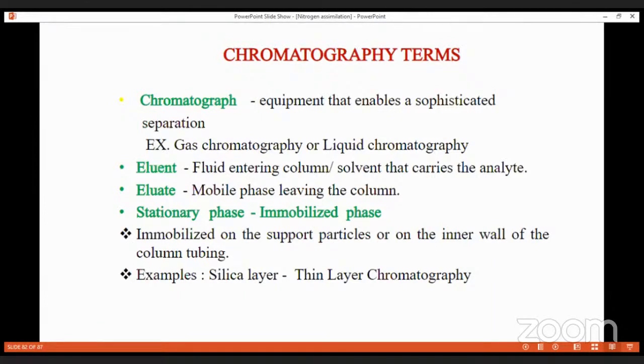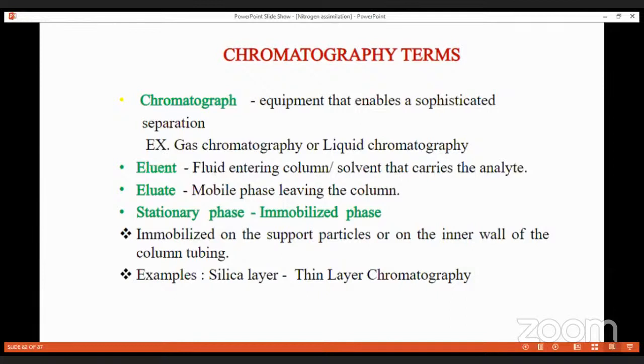So for example, it is used in gas chromatography, which we usually call the GC or LC. You have heard the terms LC-MS, GC. All these terms come from chromatography. The other term is eluent. The eluent is the fluid which is entering, as in the example in this wet experiment, where we are using the plant extract. That fluid which is entering through the column, or the solvent that carries the analyte, is carrying the analyte which we want to study.